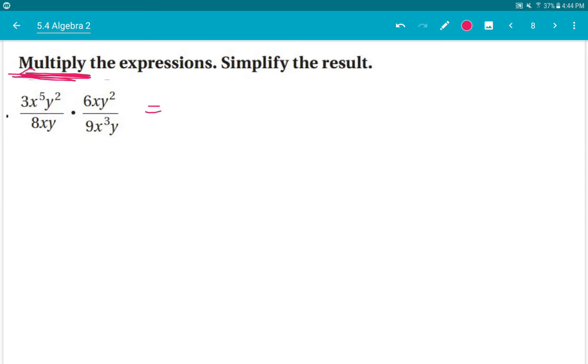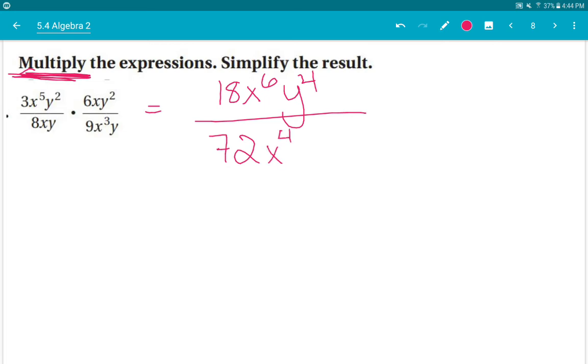If I multiply the numerator, that's going to give me 18. 3 times 6 is 18. x to the 5th and x is x to the 6th. y to the 2nd and y to the 2nd is y to the 4th. Over the denominator, we're going to have 8 times 9, 72. x times x to the 3rd is x to the 4th, and y times y is y squared.